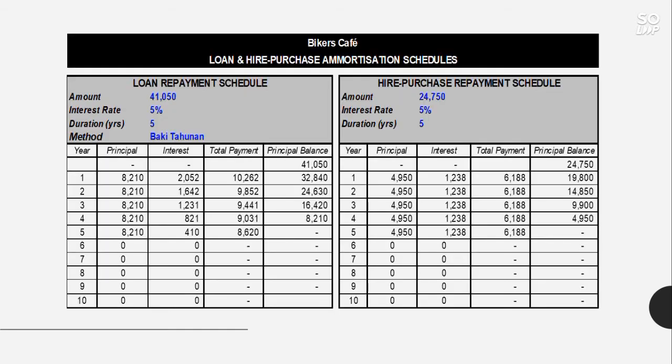And this is the loan and hire purchase amortization schedules. For loan repayment schedules, the amount is at 41,050. The interest rate is at 5%, and the duration is at 5 years. Next is hire purchase repayment schedule. The amount of it is at 24,750, and the interest rate is at 5%, and the duration is at 5 years.